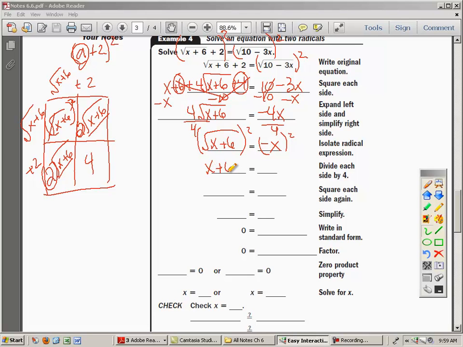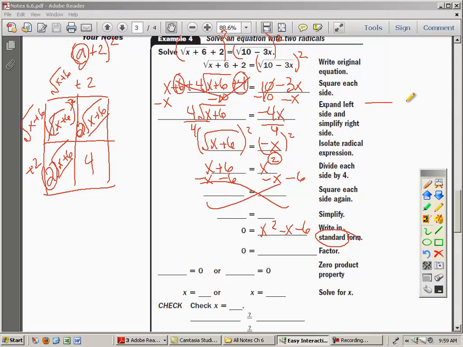Negative x times negative x is x squared. So here's what we're going to do. Now we've got to get this in standard form, because the only way to solve something with second degree is to get everything on one side. So I'm going to minus x and minus 6, minus x and minus 6, and I get x squared minus x minus 6 is equal to 0.